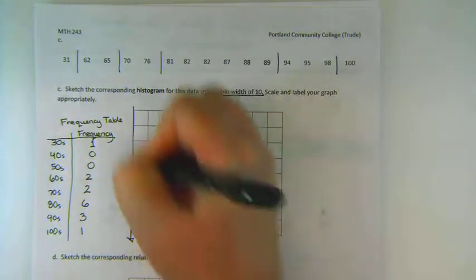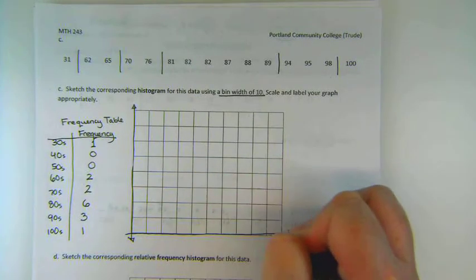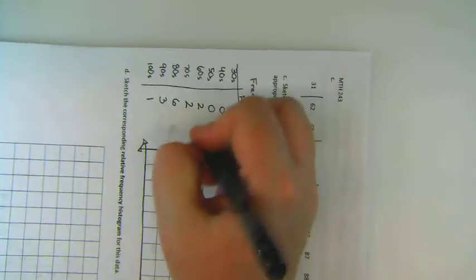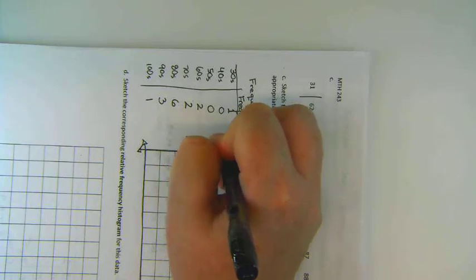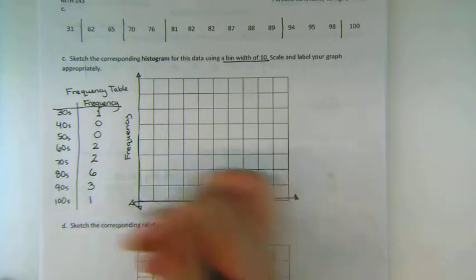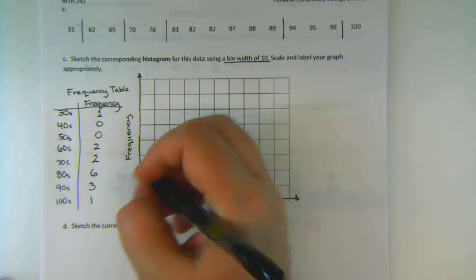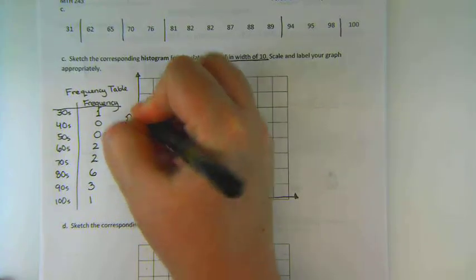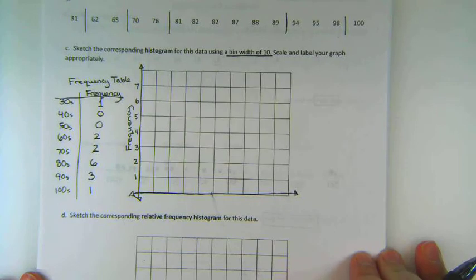So we're going to have a y-axis and an x-axis. For the y-axis, this is going to be frequency. So that's going to carry our frequency values, and just something you want to note is you want to be able to see up to 6, which will be able to go 1, 2, 3, 4, 5, 6, 7, so that's perfect to go. And then along the x-axis, that's going to be for our actual data.